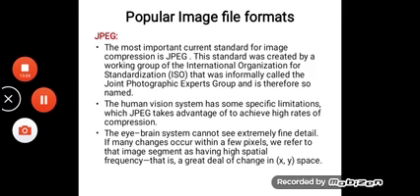The eye brain system cannot see extremely fine details if many changes occur within few pixels. We refer to that image segment as having high spatial frequency, that is a great deal of change in x and y space. This is what exactly I was trying to say. If between two simultaneous pixels there are high rates of change, then those cannot be easily distinguished by the human eye.